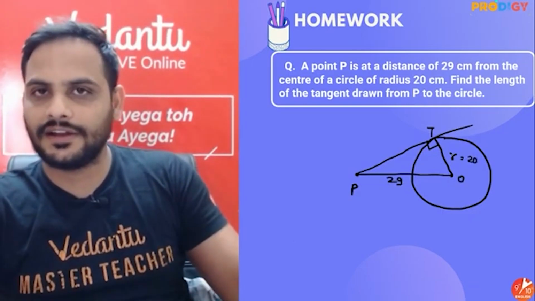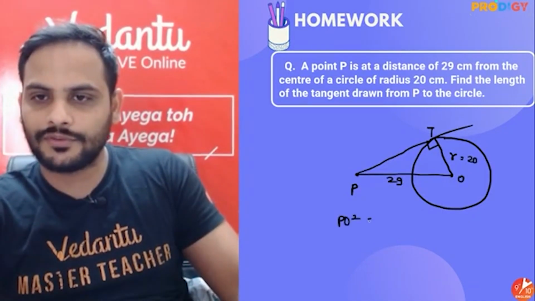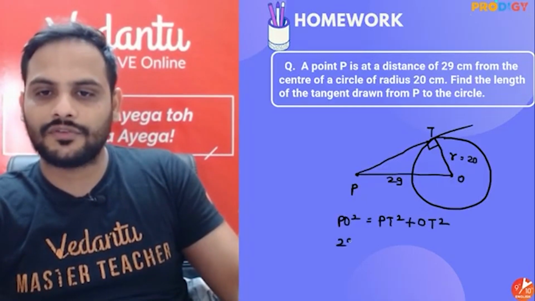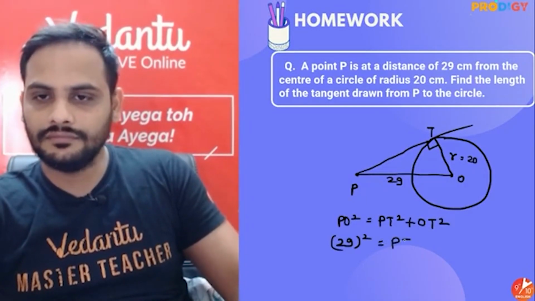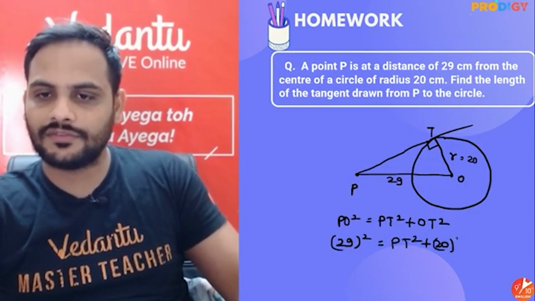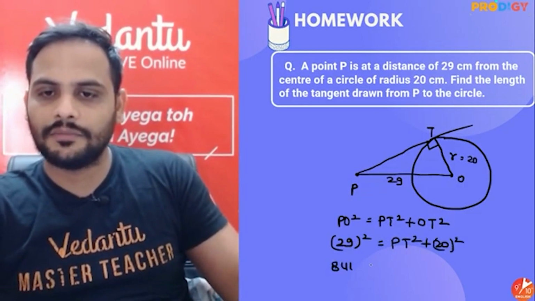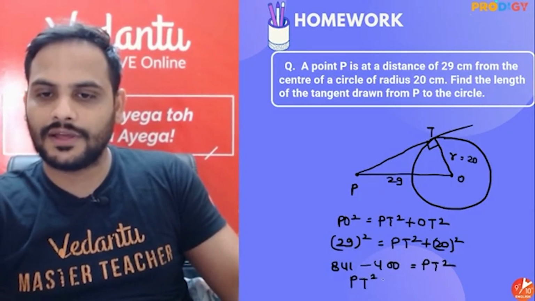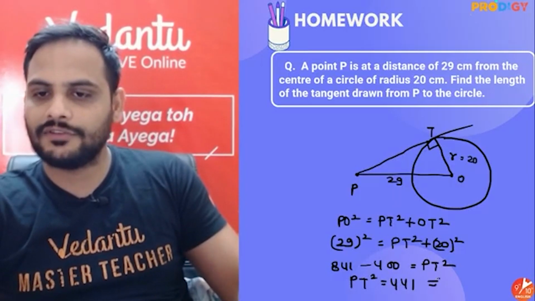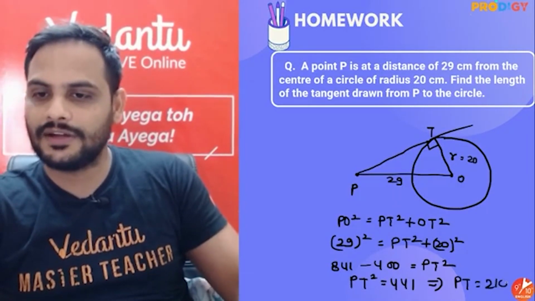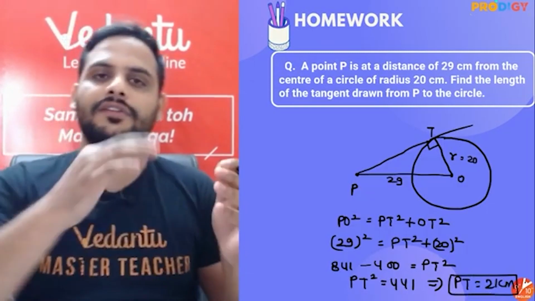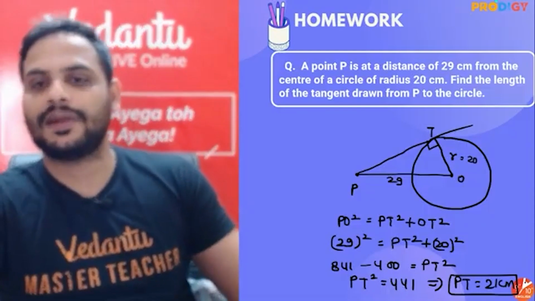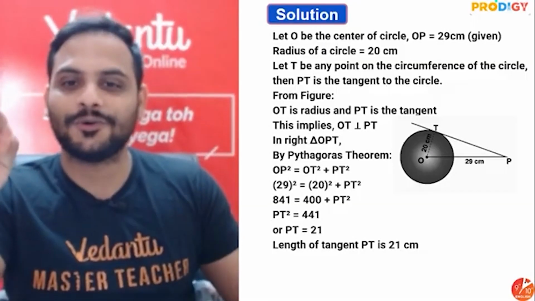I can say it is a right angle triangle. So PO square is equal to PT square plus OT square. PO is 29, so 29 square is PT square plus 20 square. So 841 minus 20 square, which is 400, is equal to PT square. So PT square is 441, which means PT will be 21 centimeter, since the square root of 441 is 21. So the correct answer, the length of the tangent, is 21 centimeter.